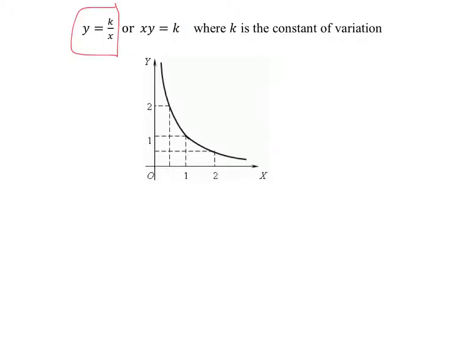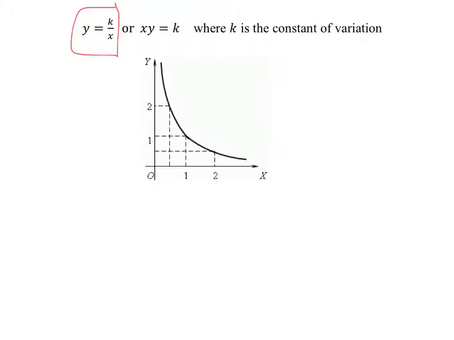Now, another way of representing that, which is common to see, is the product of two numbers equaling the constant k. So xy equals k is the same thing. Just solve for k, that's what you would get. You would get xy equals k. And look at the graph.